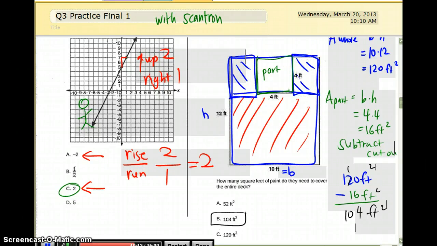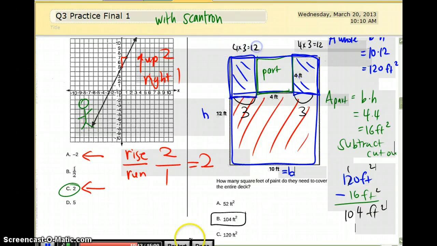Then you have to find the measurements of each of the separate squares and rectangles here. If this is 4 here, then these two pieces are going to be 3 and 3. The reason why is because if the whole thing is 10, then 3 plus 4 plus 3 makes 10, and they're both the same size.